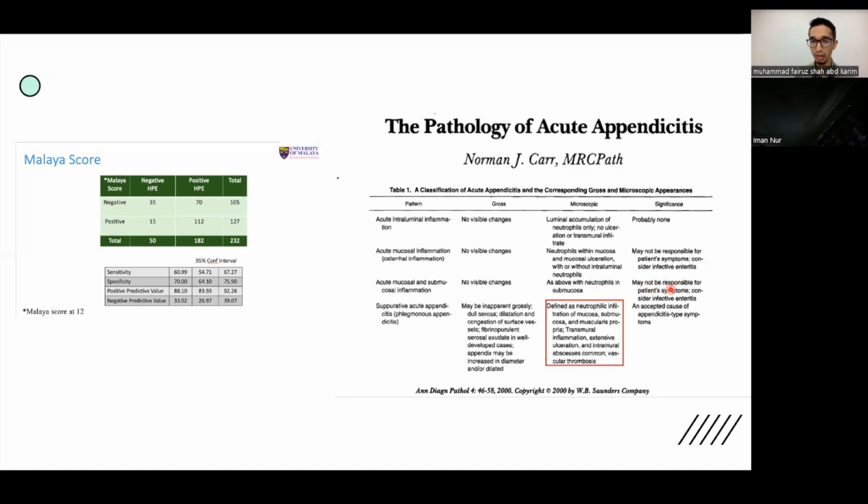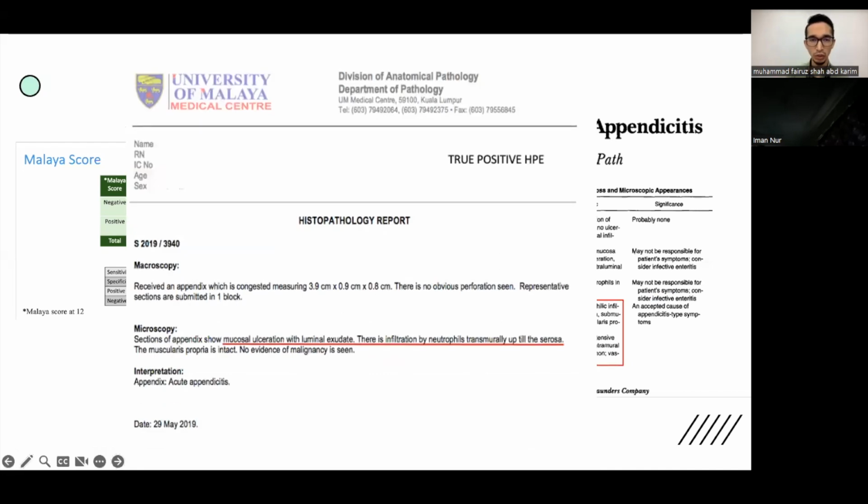So that has triggered my mind, because when I did my study and collected the data, I was only interested in the interpretation of the HPE result. I didn't look into the microscopic details of how they actually look under the microscope. As I'm showing you, this is an example of a true positive HPE.